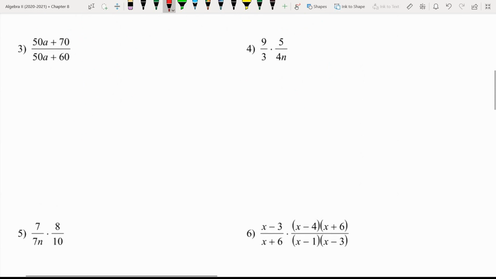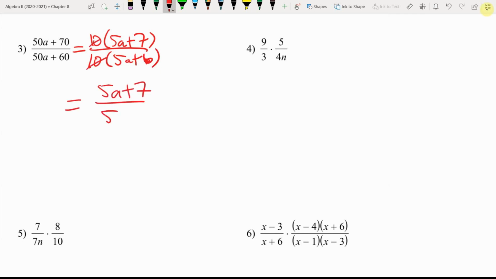This problem here, number 3, had to factor off a 10 from the top and the bottom in this particular case. So we have 5a plus 7, and then 10 times 5a plus 6. And so the 10's cancel out. Can't do anything else with this. It's just 5a plus 7 over 5a plus 6. You cannot cancel out the 5a's because they're adding 7 and adding 6 to it. If it was 5a times 7 and 5a times 6, then yeah, you could have canceled those out. But since there are terms and not factors, you can't do it.